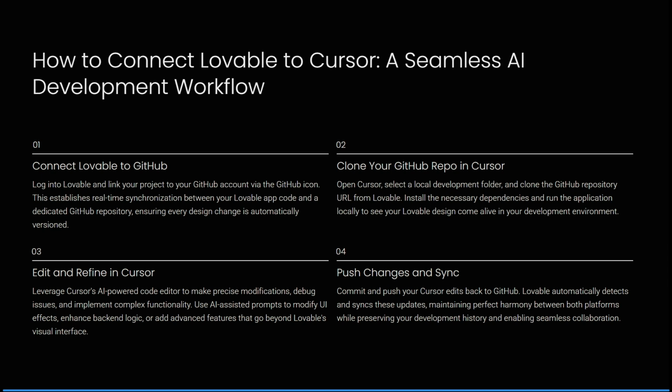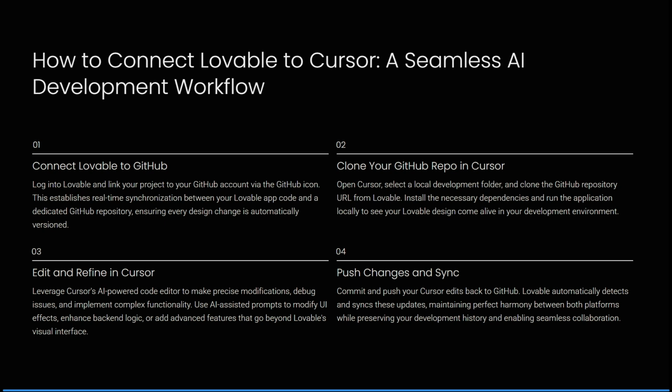This establishes real-time sync between your Lovable app code and a dedicated GitHub repository, and it ensures that every design change is automatically versioned. So here we can see number 2 is the cloning of your GitHub repository in Cursor. So you need to open Cursor, select a local development folder, and clone the GitHub repository URL from Lovable. You can now install the necessary dependencies and run the application locally to see your Lovable design come alive in your development environment.